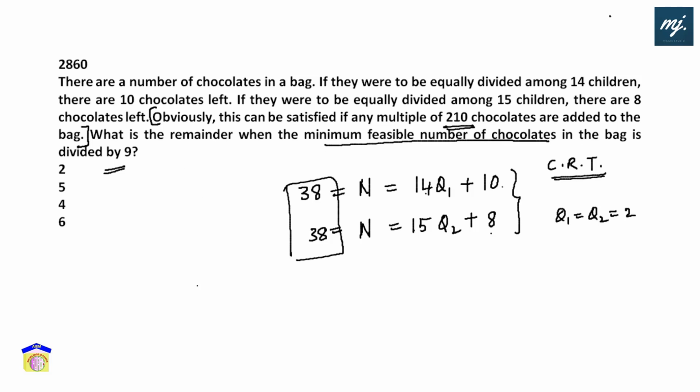Now, what is the remainder when 38 is divided by 9? We know the remainder, 3 plus 8, that is 11, 1 plus 1, 2, or 38 minus 36 is 2. Remainder is 2. Option A fits in.